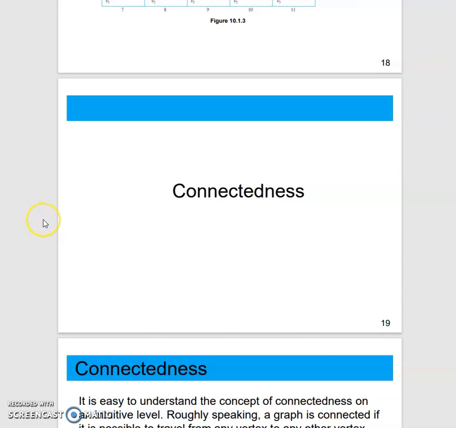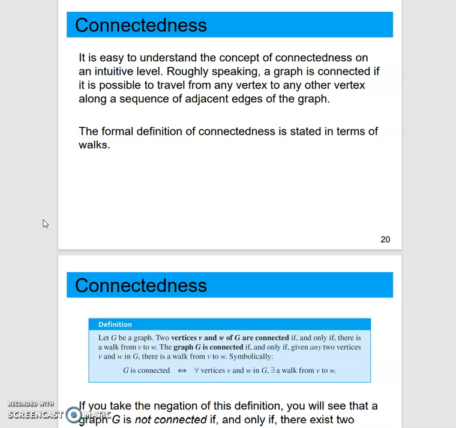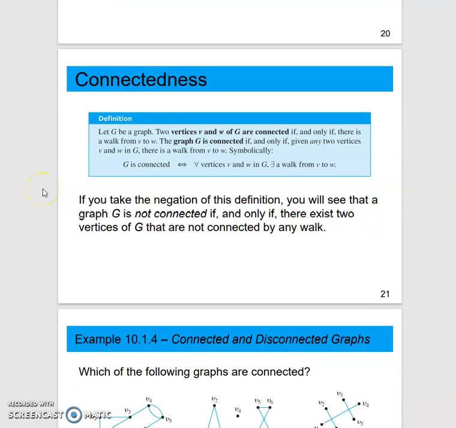All right, let's talk about connectedness. Intuitively speaking, that means we can connect things without picking up our pencil from the paper. So everything is nice and adjacent. Our formal definition, we say two vertices V and W are connected if and only if there is a walk between those two. The general graph we say then is connected if and only if given any two vertices in the graph, there is a walk between them. And then there is symbolically that same statement. And if that is not the case, we would say it is not connected.